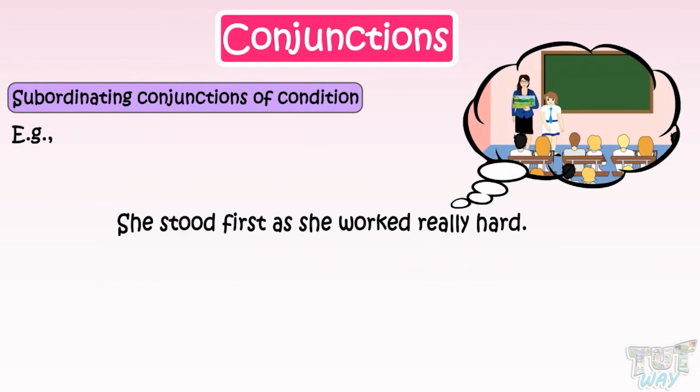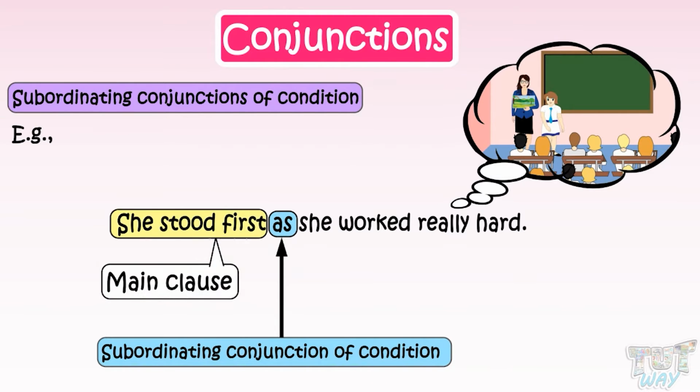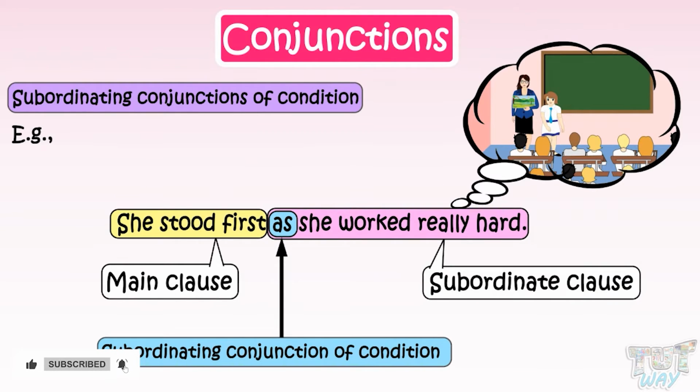She stood first as she worked really hard. Here, as is a conjunction of condition. It is connecting a main clause, she stood first, and a subordinate clause, as she worked really hard, and it is indicating the aspect of condition.